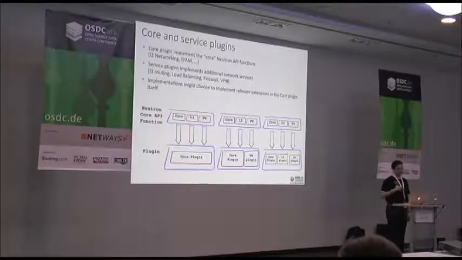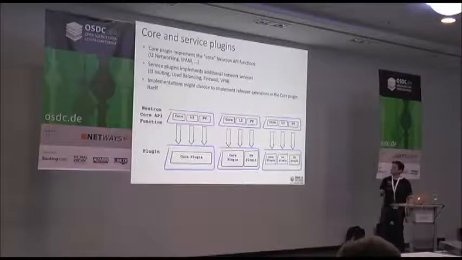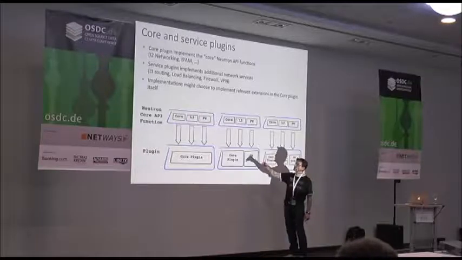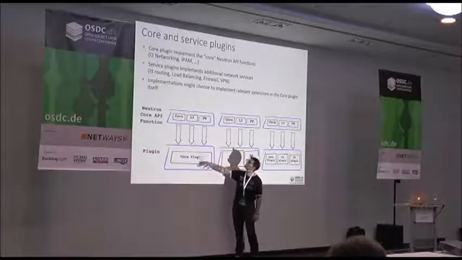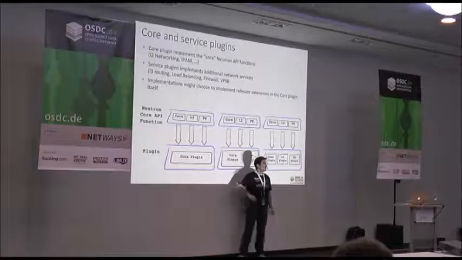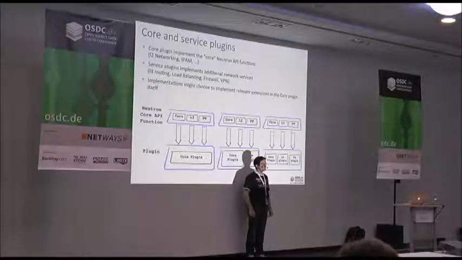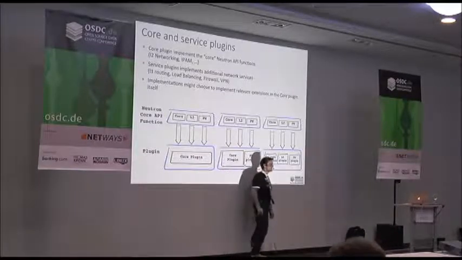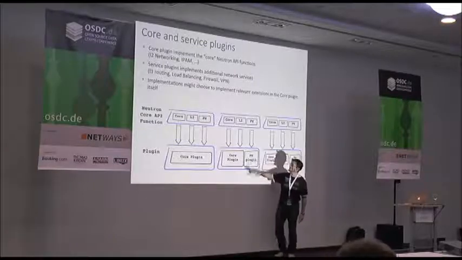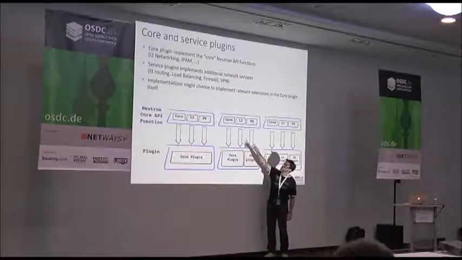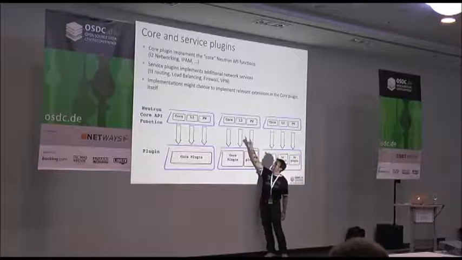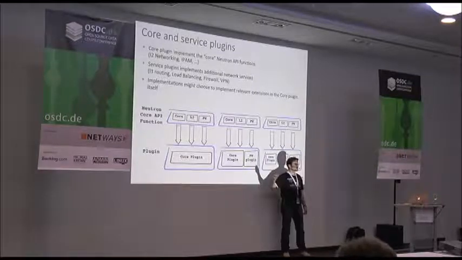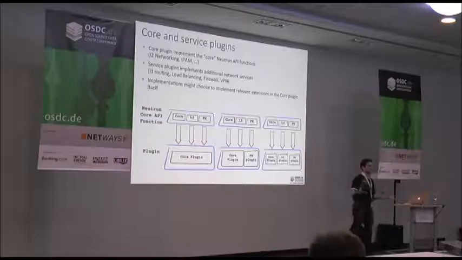Then there are core and service plugins. The Neutron server will get those calls to build up a layer 2 network, to build up a logical router, to build firewall rules. One possibility for the people that write the plugin is to just do everything in one plugin. The other possibility is to combine plugins. So a core plugin could offer the core functionality, layer 2 networks, and layer 3 routers. But then you can combine it with another plugin to offer firewall or load balancing as a service features, maybe also from different vendors.